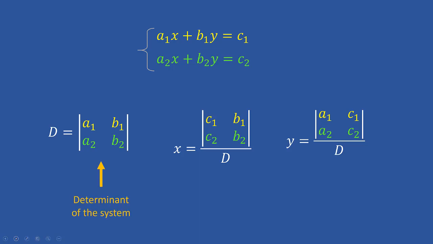The first formula that says D equals is called the determinant of the system. That determinant, or that value, is needed to find the value of x and y of your system. If you see the other two equations that have x equals and y equals, both are divided by the determinant of the system. So the first value that we need to calculate is the determinant of the system. Now let's see an example with actual values.